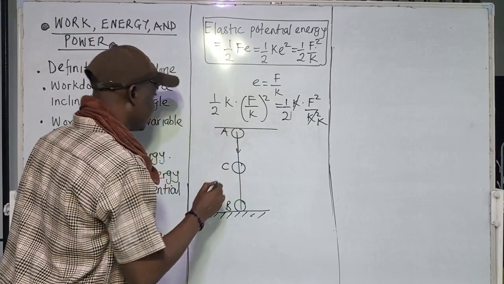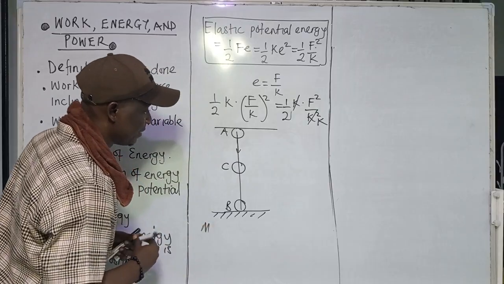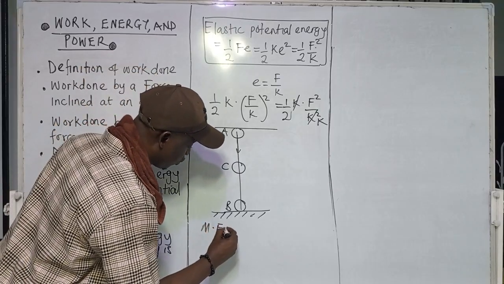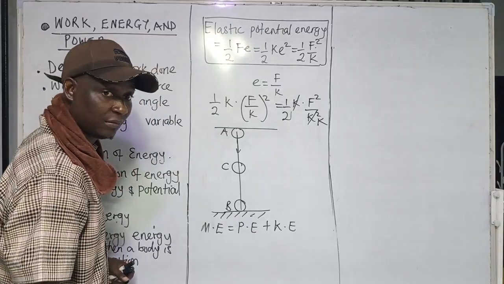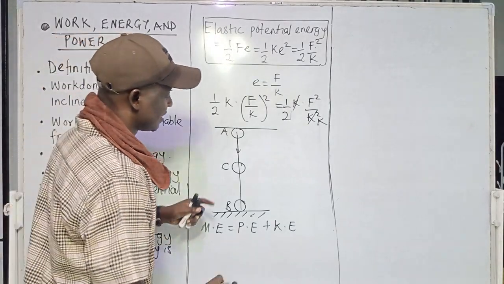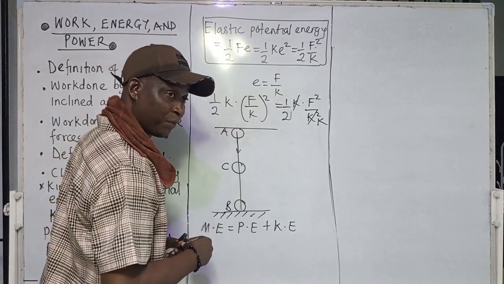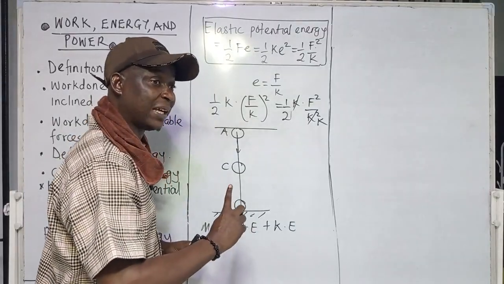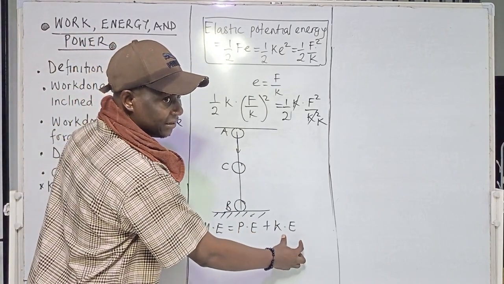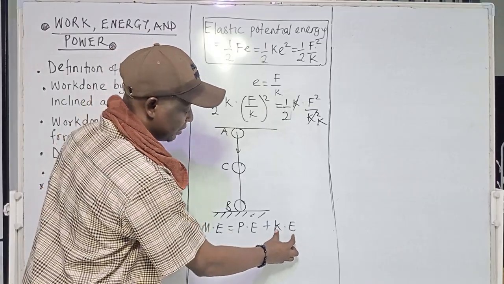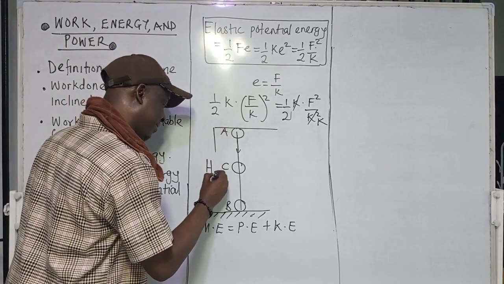Don't forget that mechanical energy is equal to potential energy plus kinetic energy. At this point, don't forget that this is a conservative system. In a conservative system, as one is increasing, the other one will be decreasing. As this one is increasing, this one will decrease. That's at work.